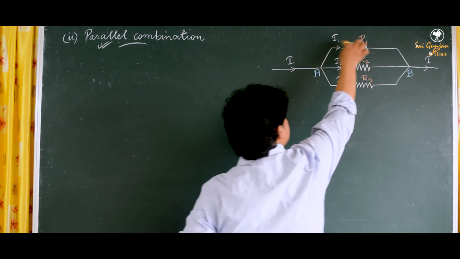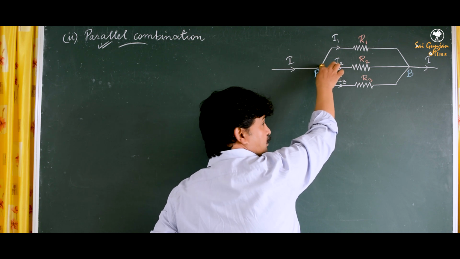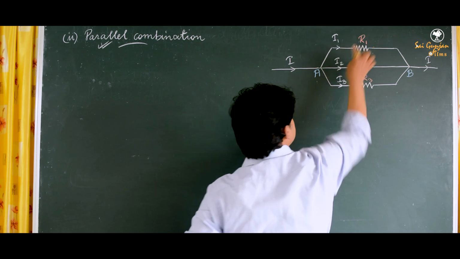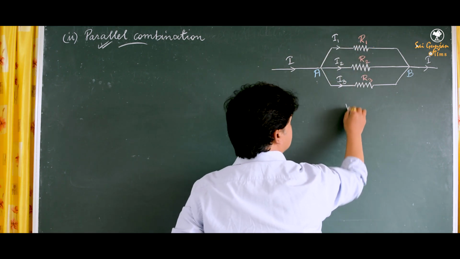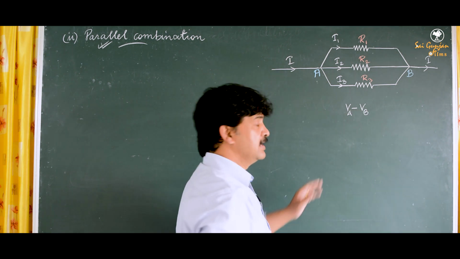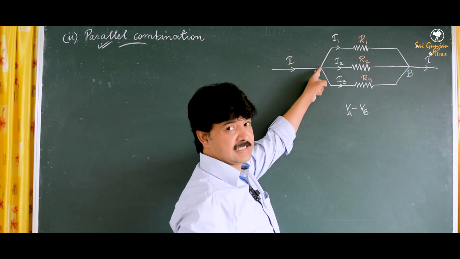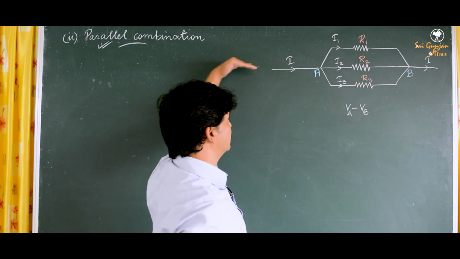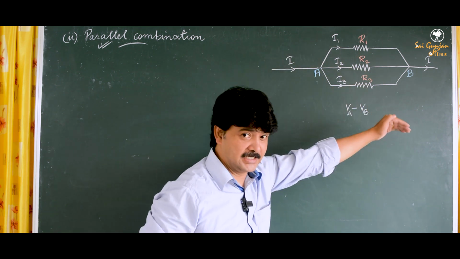Now for R1, isn't A one end and B the other end? So what is the potential difference for R1? It is VA minus VB. Why VA minus VB? Because A is at higher potential and B is at lower potential. Why is that so? Because current is flowing from A to B.